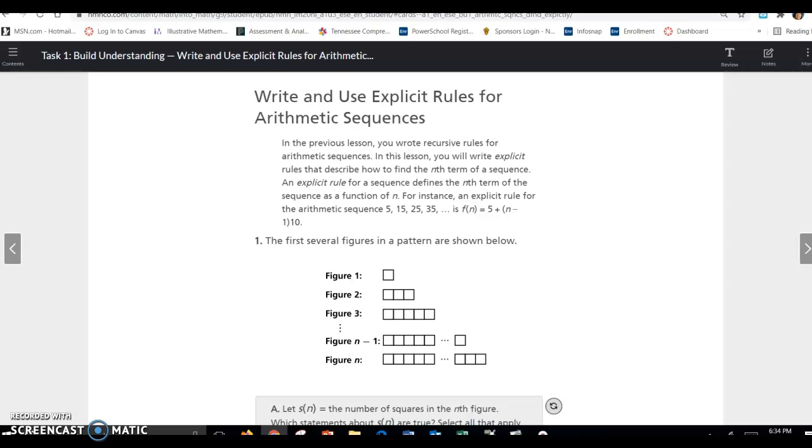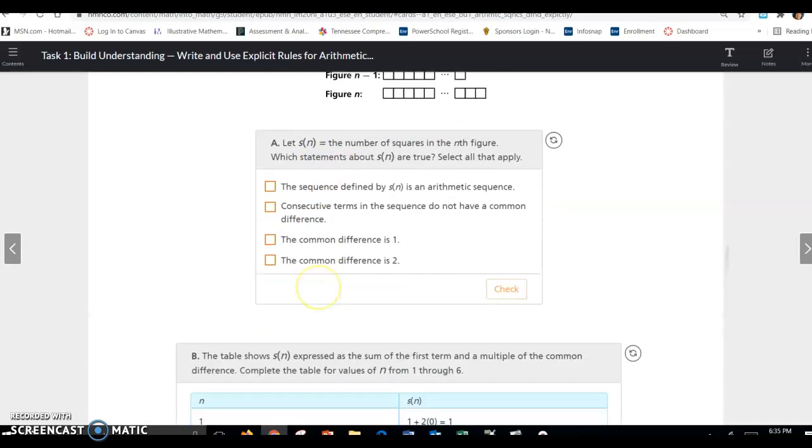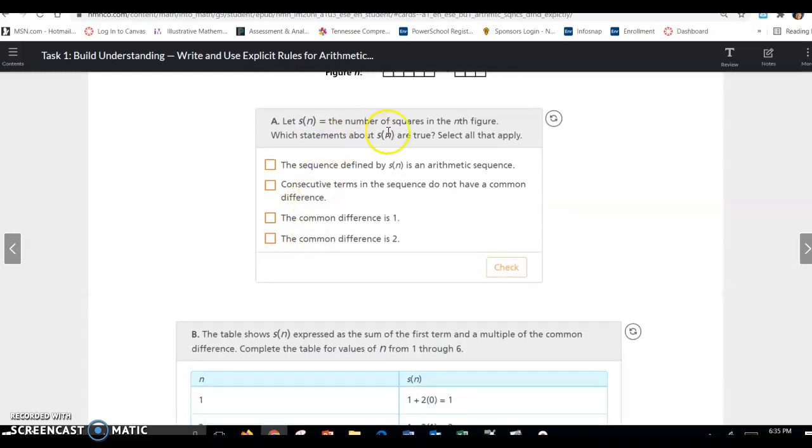All right, so the first several figures in the pattern are shown below. Figure 1 is 1 square, then you've got 3, then you've got 5, and then the dot, dot, dot again shows you that the next 4 or 5 are not here. This is just like the general form that they want you to look at. Okay? All right, so it says let S of n equal the number of squares in the nth figure. Which statements about S and n are true?